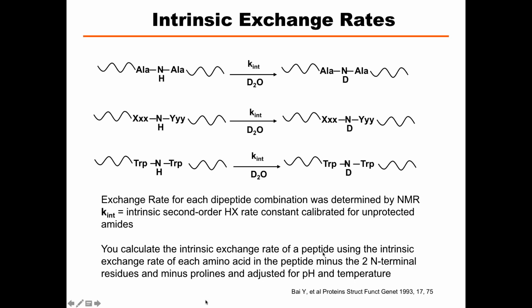And you can calculate the intrinsic exchange rate from the fact that Walter Englander recorded the intrinsic rate for all dipeptide combinations. So you just basically plug it into an equation. It's the protein sequence, the pH, the temperature, and then you just minus the two N-terminal residues, because once you cleave the peptide, the N-terminal amide is now an amine, so it's no longer protected, rapidly exchanged. And he had shown by NMR that the next amide is influenced dramatically by electronic effects of the amide. So often that's fully back exchanged. And of course it would be minus prolines, which don't have the amide hydrogen.